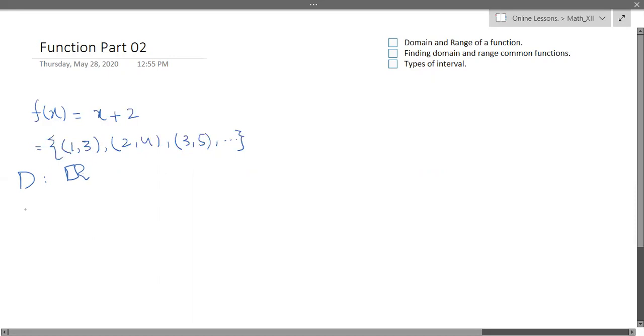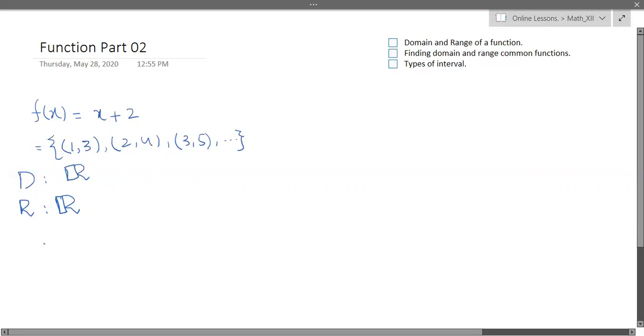Now, let's define the range. So range is the set of all outputs that we get when we substitute the input values. Okay, so when we compile all those output values in the form of a set, that's the set of range. So in this case, the range of the function will be again set of real numbers. Okay, so just a quick recall, domain, set of all input values for which the function is defined. Okay, so there's a condition. Function has to be defined for that input value that we are substituting.